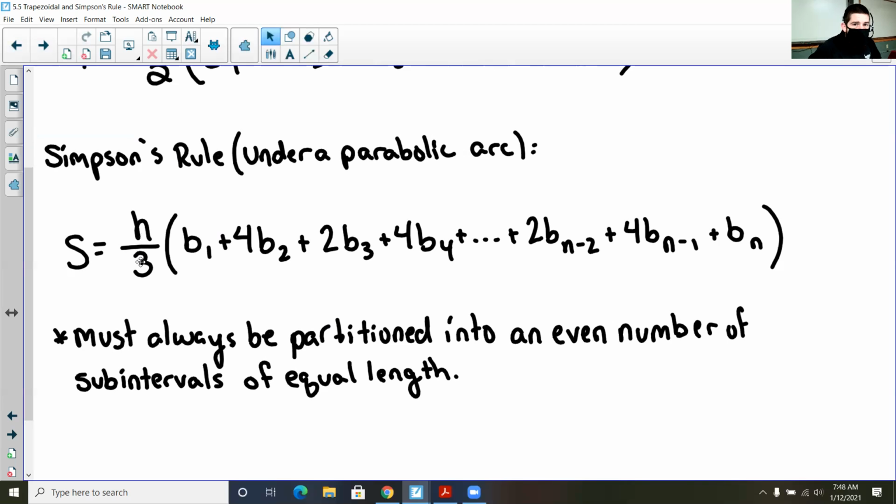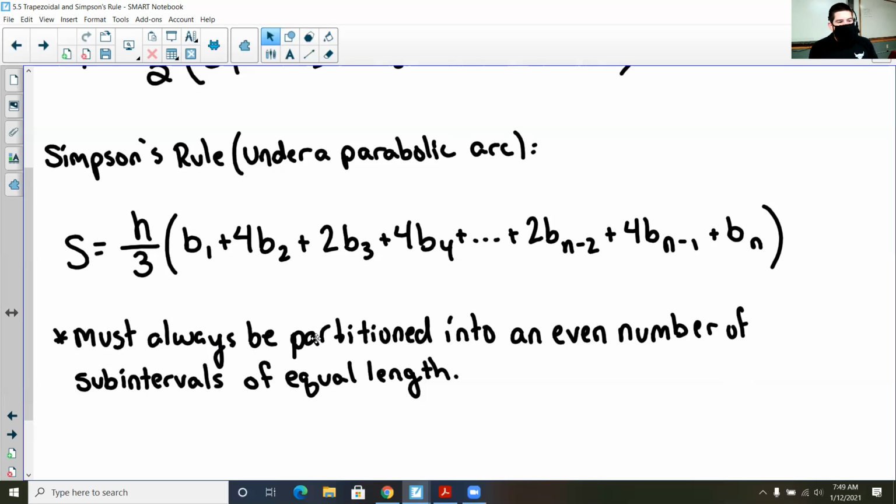Instead of the height divided by 2, it's the height divided by 3. And the pattern for Simpson's rule is the first base, so the first vertical line, is going to have a multiplier of 1. And then the second base is going to have a multiplier of 4. Then the third base will have a multiplier of 2. Then 4, 2, 4, 2, 4, 2, 4, 2. It's going to keep going back and forth. And then the last term that gets multiplied will have to end with a 4 and then a multiplier of 1.